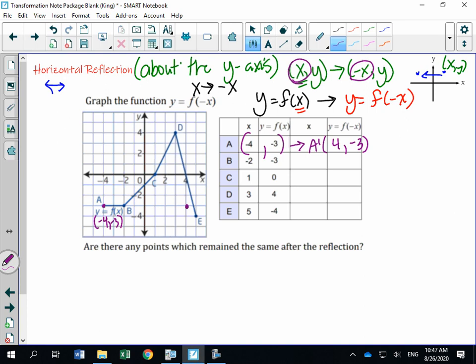And it's going to be really important in this example that you keep your A to A primes labeled, because this one's going to look a little bit messier than the previous example. Okay, B. So B is at the x value -2, -3. So the new B prime point is going to be 2, -3.